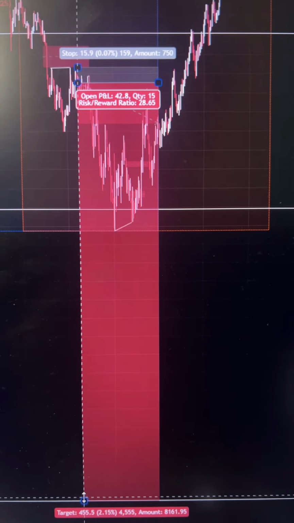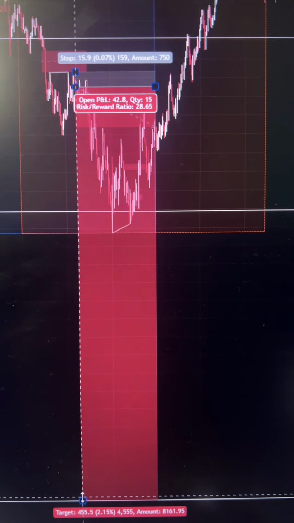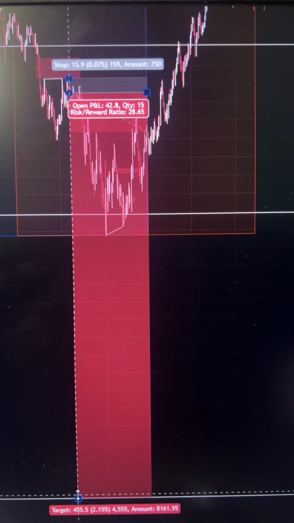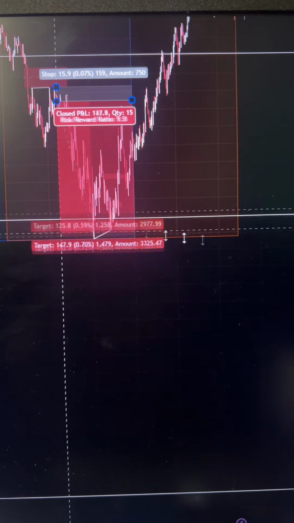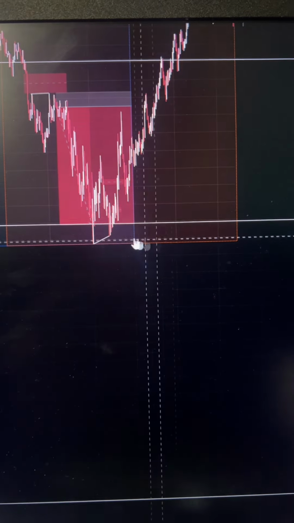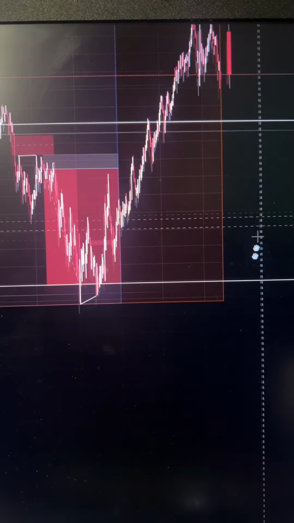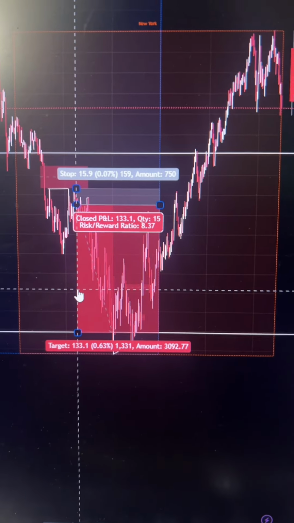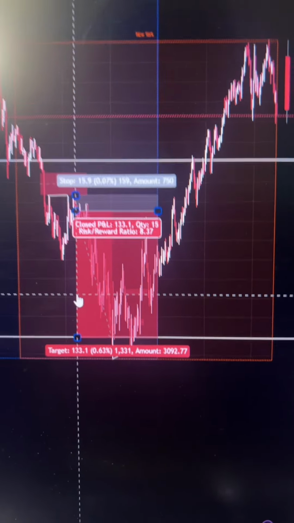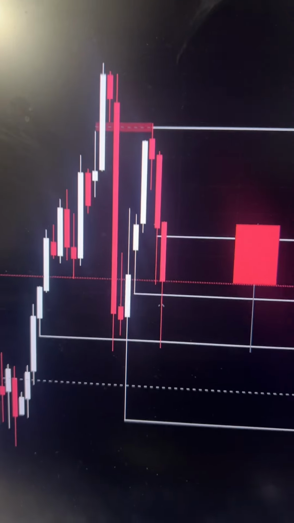As you saw in the first clip, it was actually meant to be a 1 to 29, but our final target didn't get hit today. And instead, our first target got hit. And then we put in an SMT and then started moving up. But nevertheless, we still caught this 1 to 8 on Nasdaq. So let me get into the confluences. To be honest, there wasn't much.